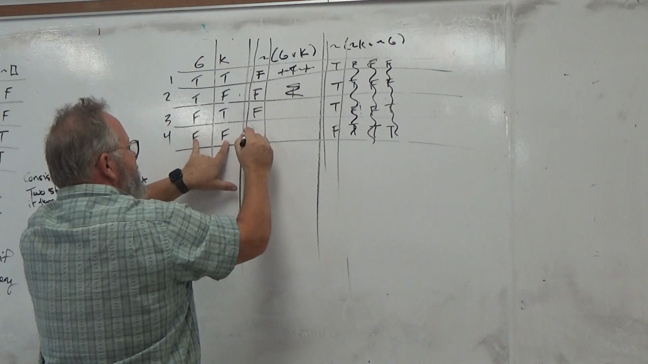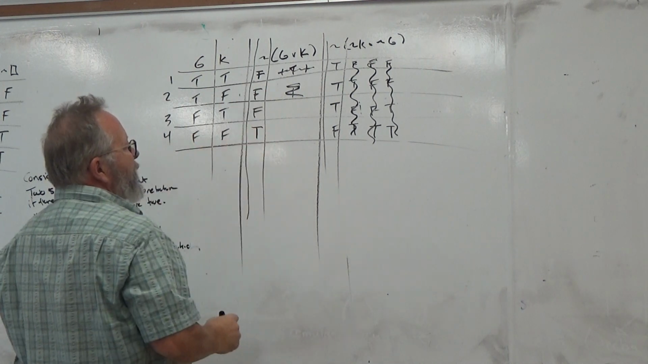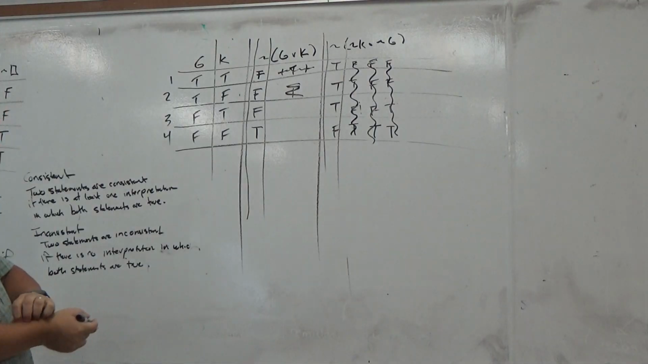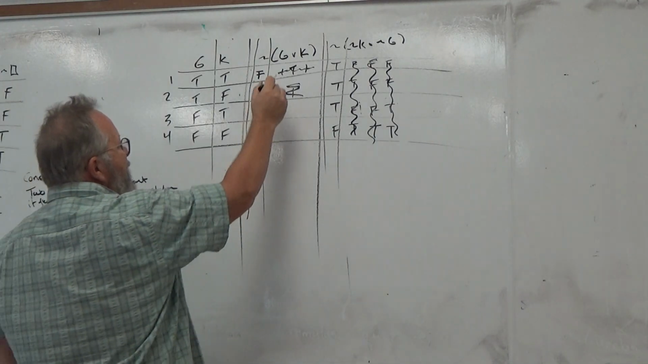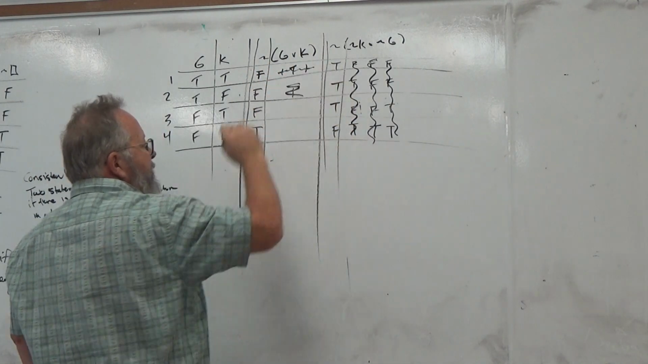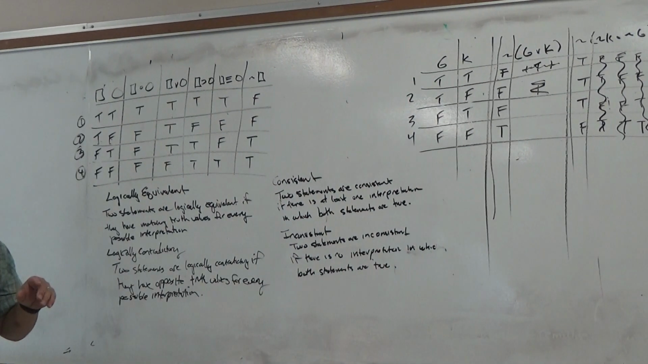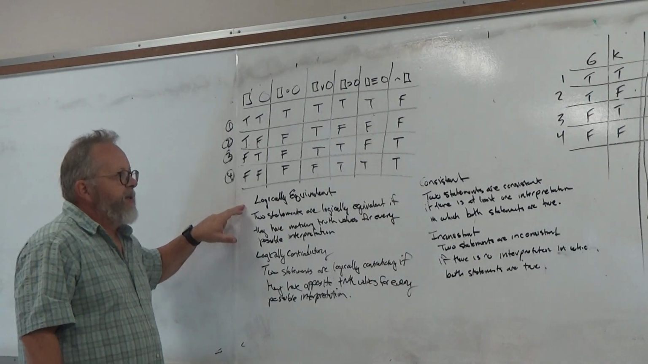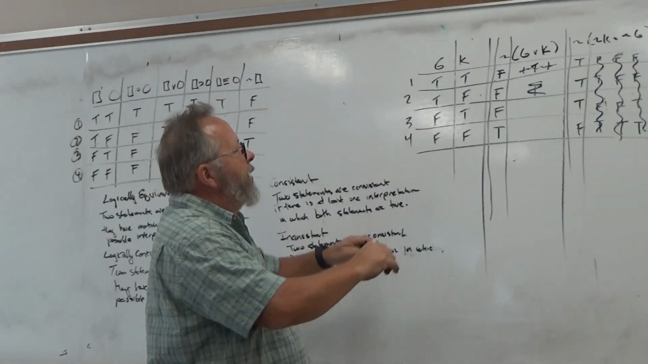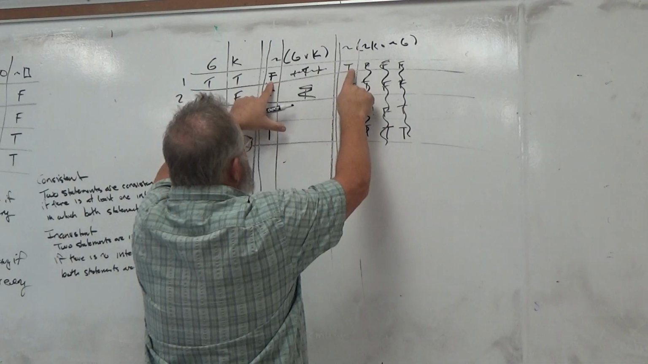False, but negate it makes it true. Okay, so here's the final column on this one, and there's the final column on that one. So now let's just do these one at a time. Are they logically equivalent? That means they need to match everywhere. Do these final results match here?